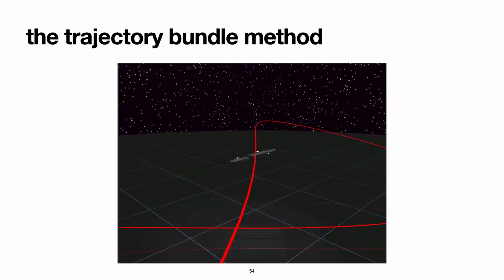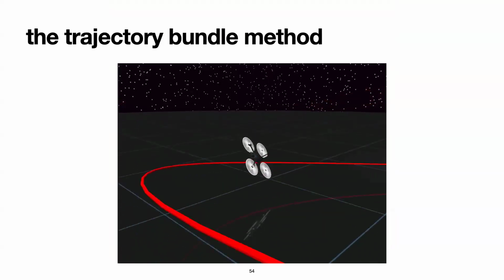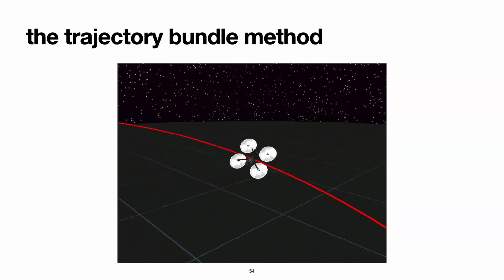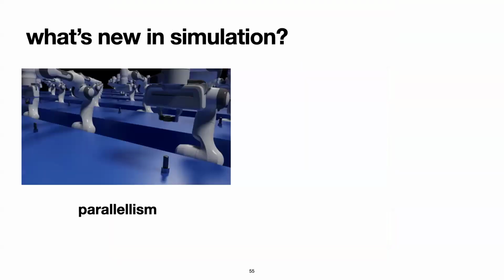And this now brings me to, I guess, the most recent thing that we've been working on, which is the trajectory bundle method. I think first it's important to set the scene with what's going on in the world of robotic simulation. What are the things that people are taking note of?